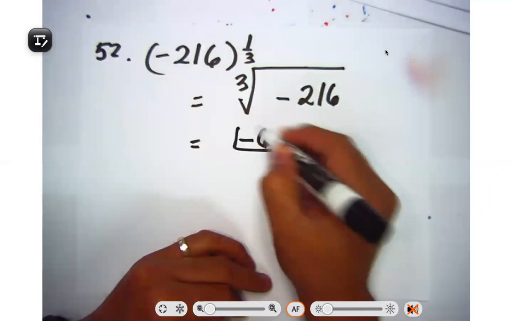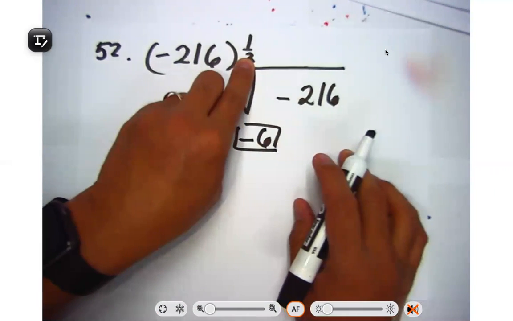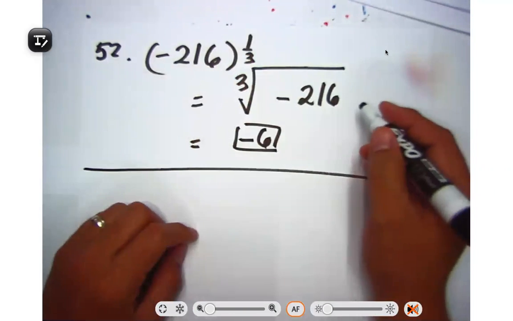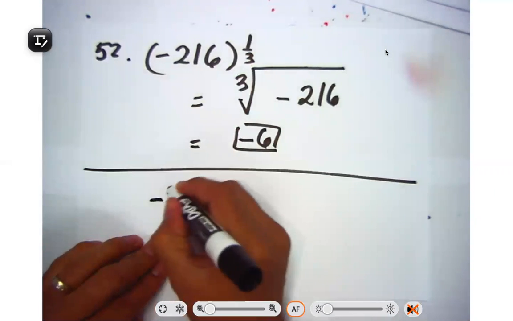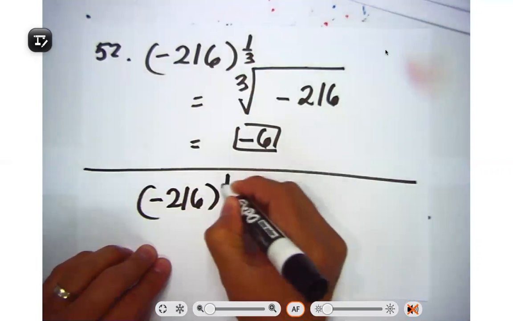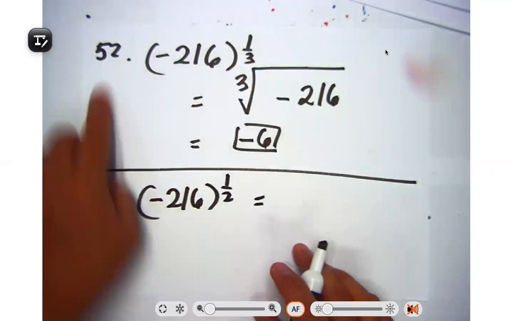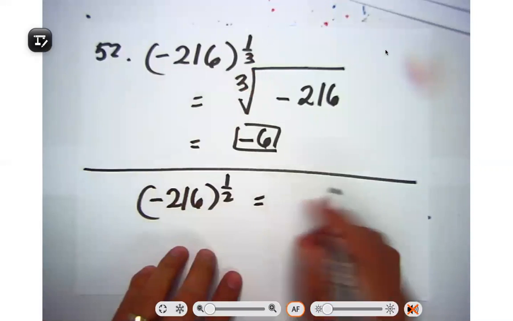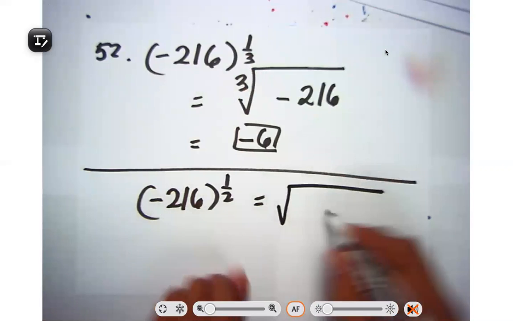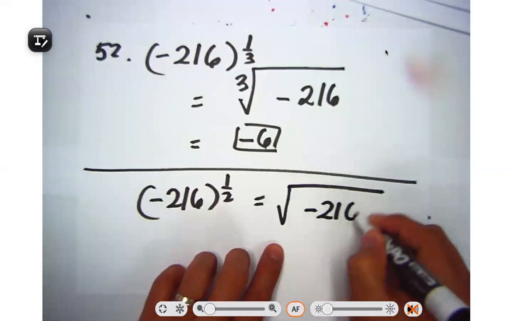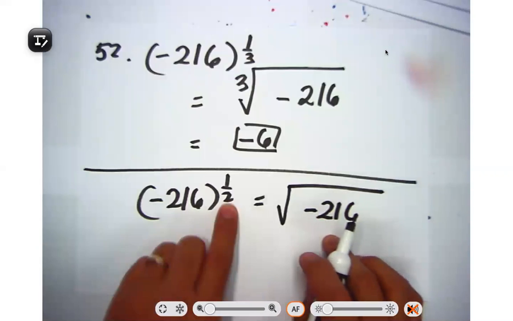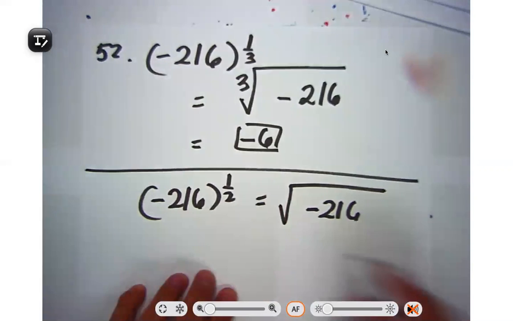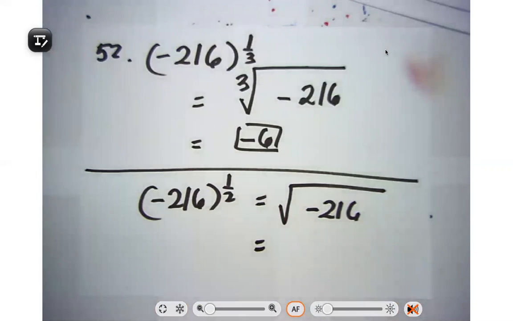-6. But what if this is not 1/3? Okay, let me show you. What if this is 1/2? -216 raised to 1/2, which is the original expression in 52. Because sometimes it could be a 2, sometimes it could be a 3. So when you do that, we have -216 inside, 2 goes here, your index, and 1 is the exponent of -216. All right, so what do you think is the square root of -216?